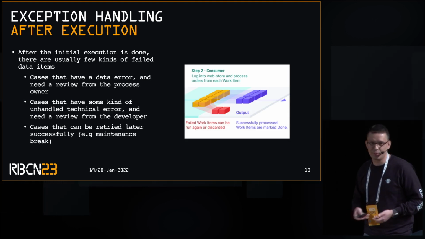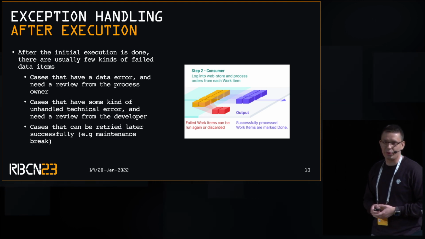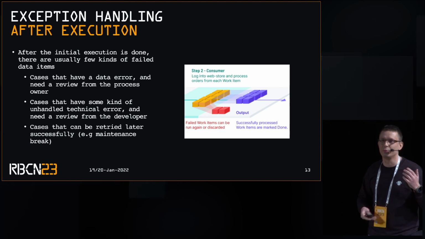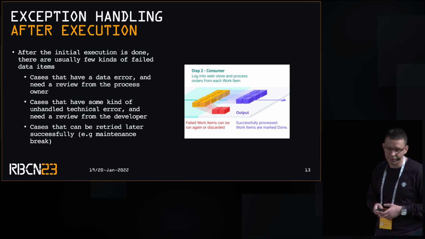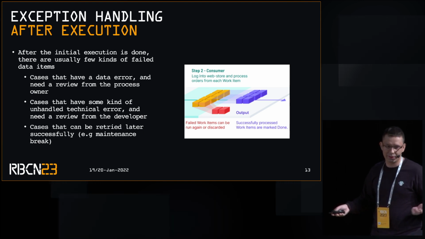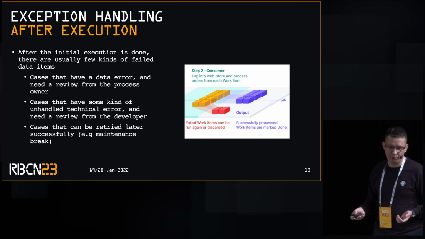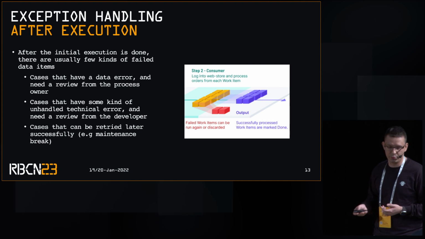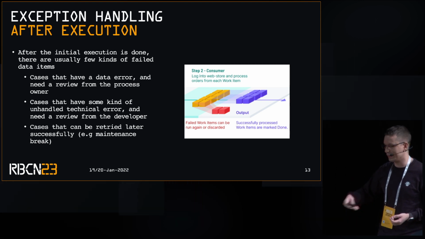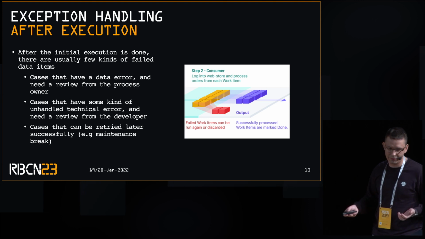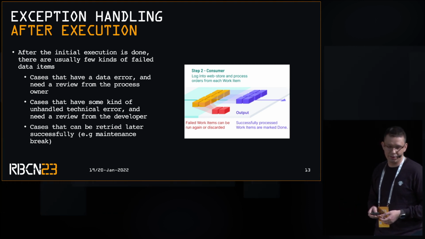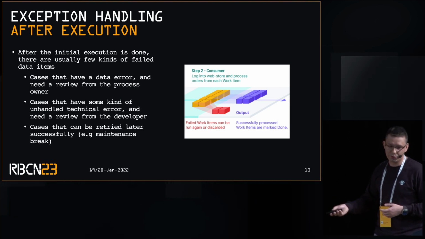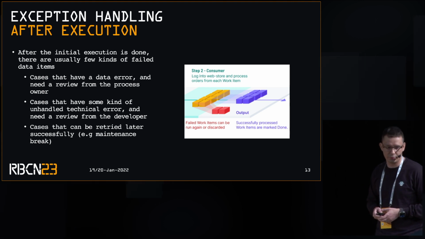Which comes to exception handling after the execution. If you have built the exception handling correctly in your code, or according to some kind of best practices, there are typically a few categories we can sort the exceptions into. For example, cases with some kind of data error would usually need a review from the business process owner. They go and check that case, maybe fix some little piece of data, and retry it. Another is an unhandled technical error that we wouldn't be aware of, and those can be flagged for the developer to look at.